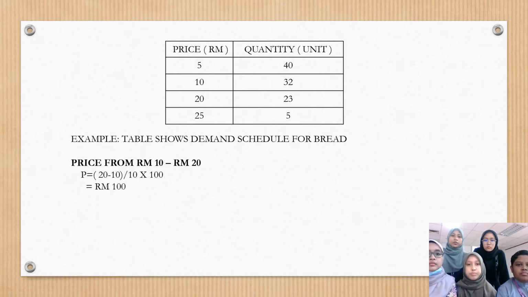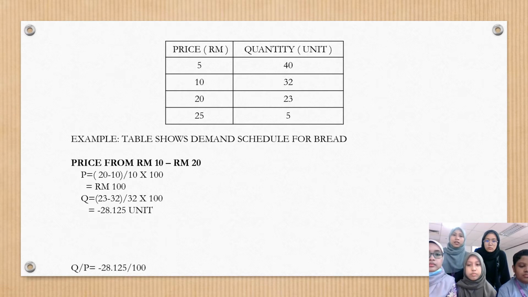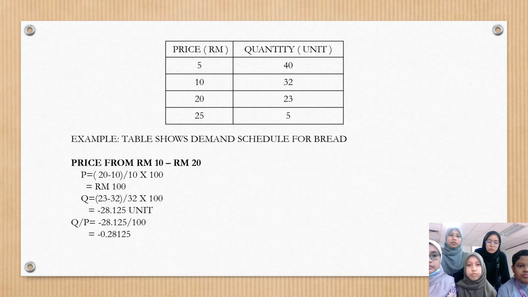For this example, we would like to show the demand schedule for bread. Price goes from 10 ringgit to 20 ringgit. P equals 20 minus 10 divided by 10, multiplied by 100, so the answer is 100 percent. Q equals 23 minus 32 divided by 32, multiplied by 100, equals negative 28.125. Q divided by P equals negative 28.125 divided by 100.